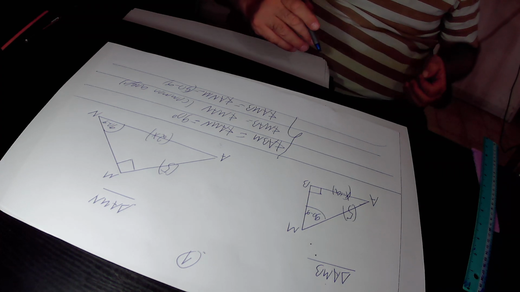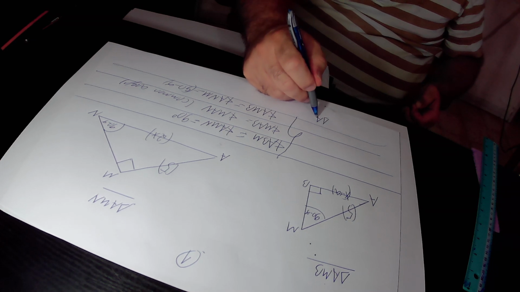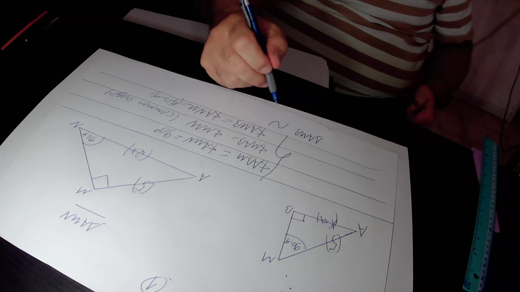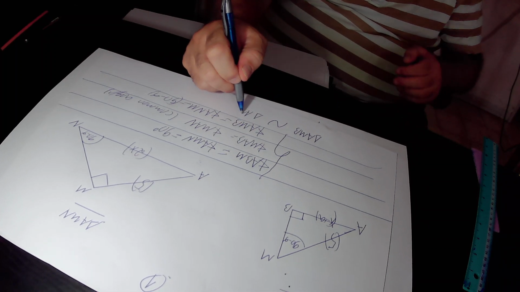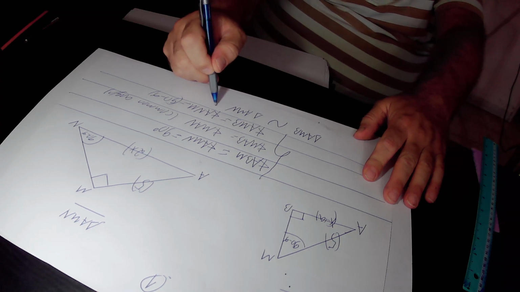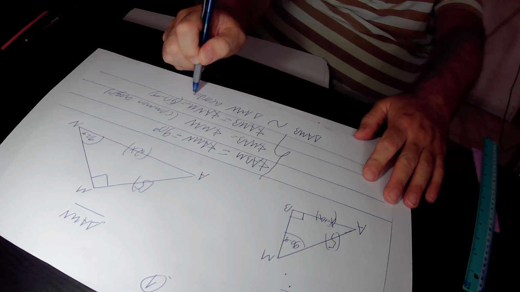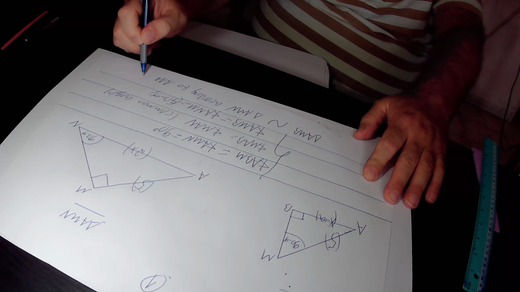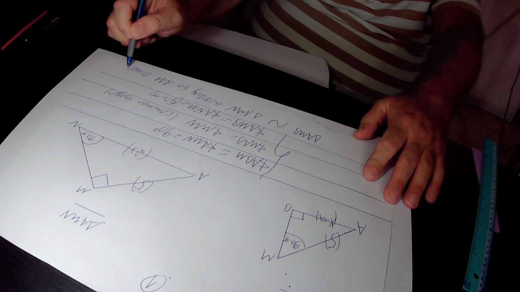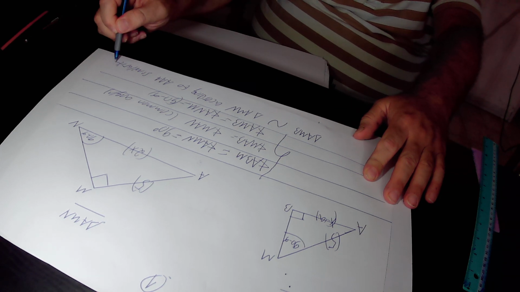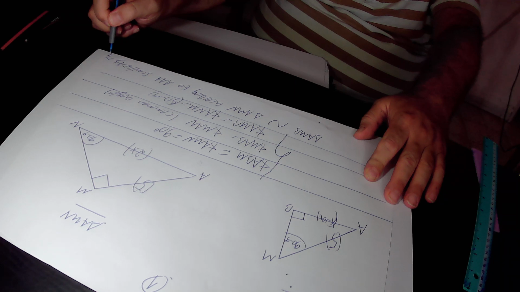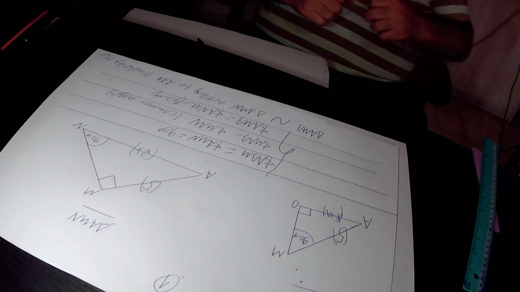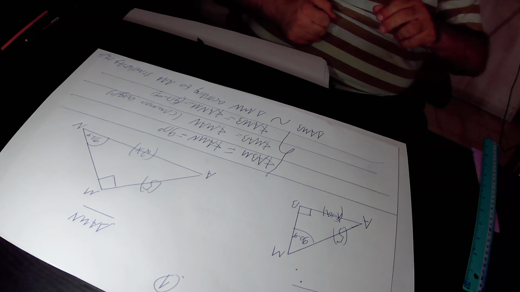So I write it down. Triangle AMB is similar, this is the sign of similar, to the right triangle AMN according to the angle similarity rule. And from the fact that those two right triangles are similar to each other, we derive that the following relationship exists between their sides.